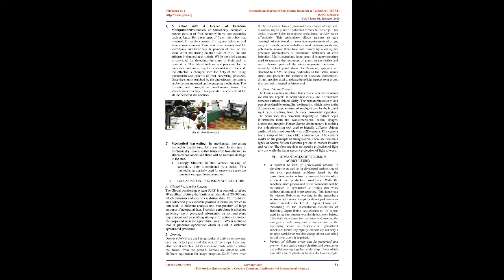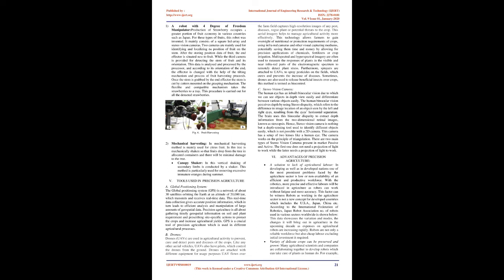Hence, a stereo vision camera is nothing but a depth sensing tool used to identify different objects easily, which is not possible with a 2D camera. This camera has a setup of two lenses like a human eye. The camera works on the principle of triangulation. There are two main types of stereo vision cameras present in the market: passive and active. The first one does not need a projection of light to work, while the latter needs a projection of light to work.